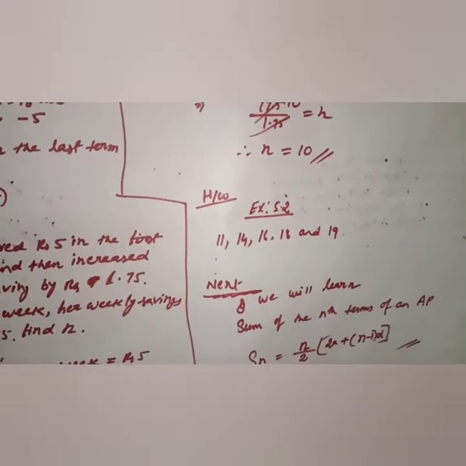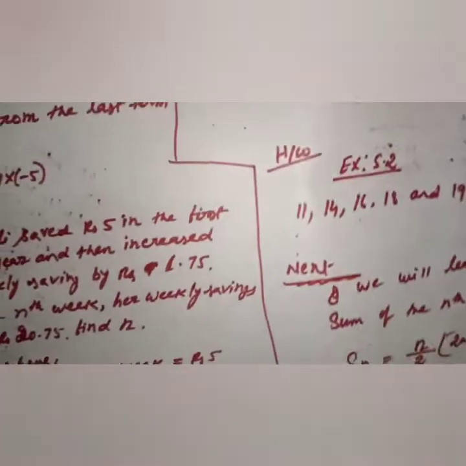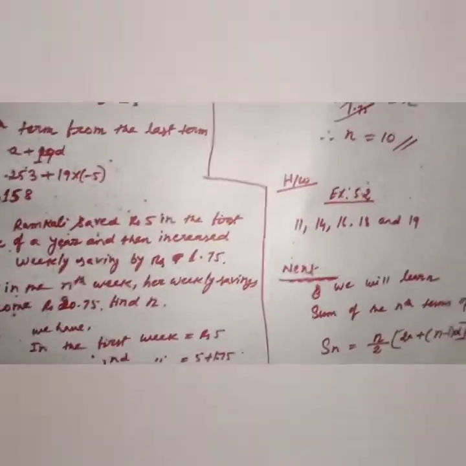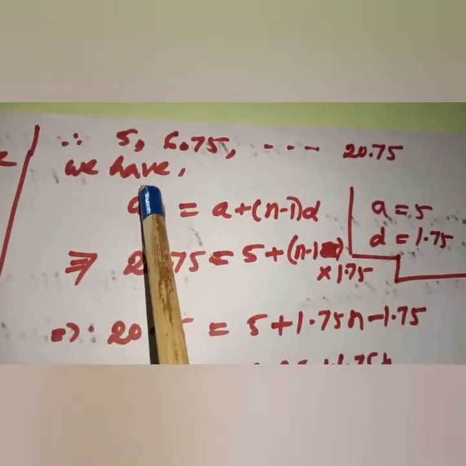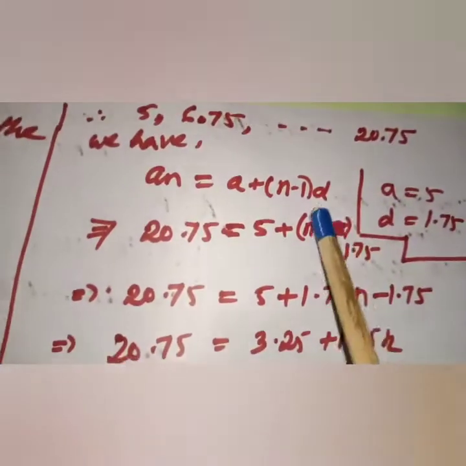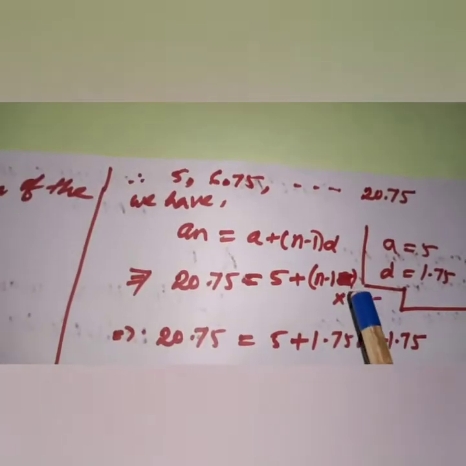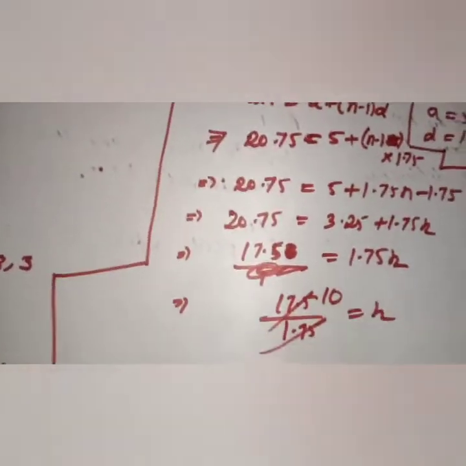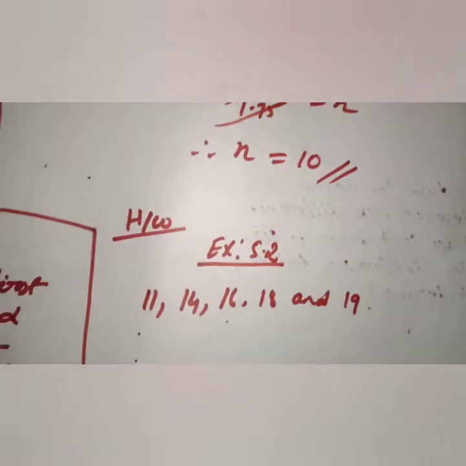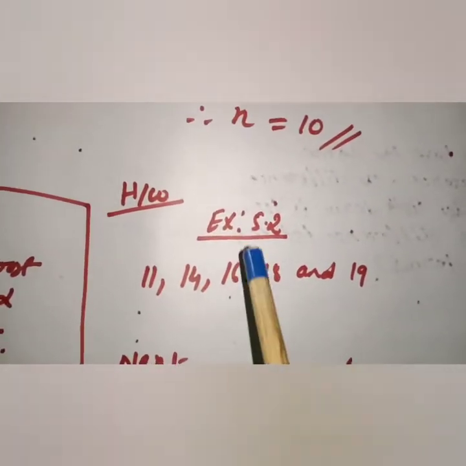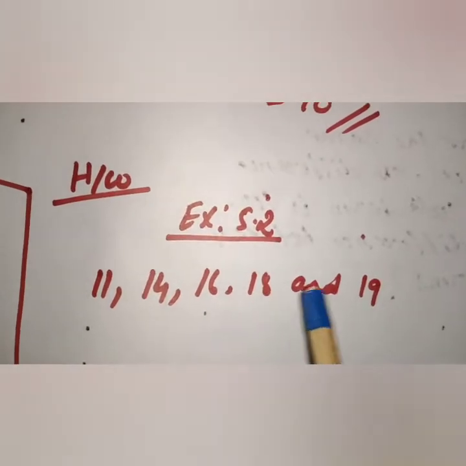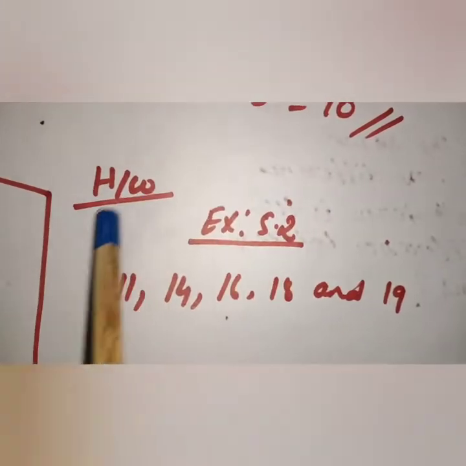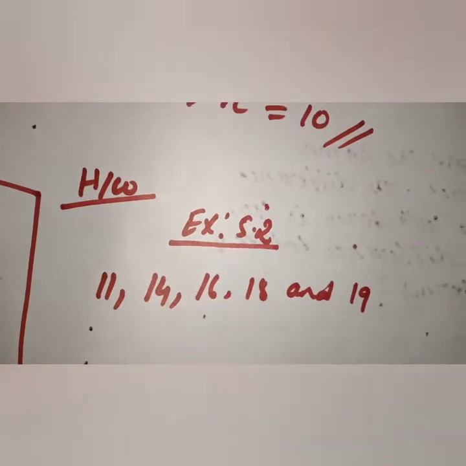20.75, Ramkali. Okay, I hope all of you understood. See, you already understood that this exercise 5.2 fully depends on this formula. Only one formula, and under that you have to understand the question and use this formula only, nothing else. Now I have given some homework so you can do it easily. Homework: exercise 5.2, questions 11, 14, 16, 18 and 19. I'm available in the evening on my WhatsApp, okay?